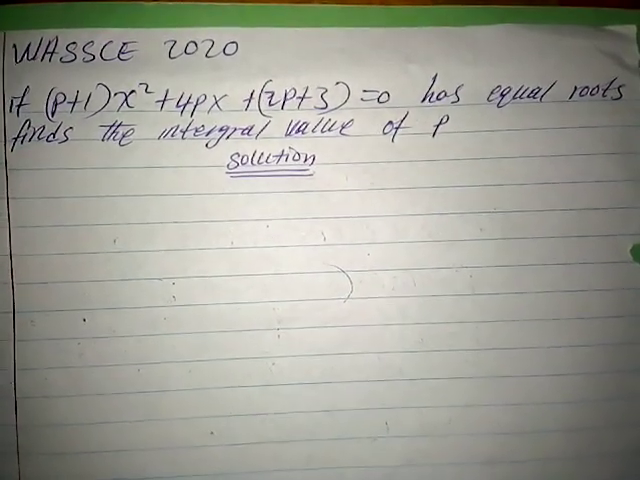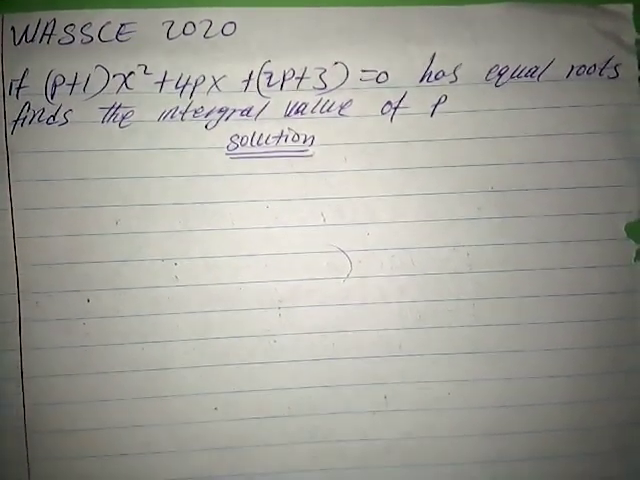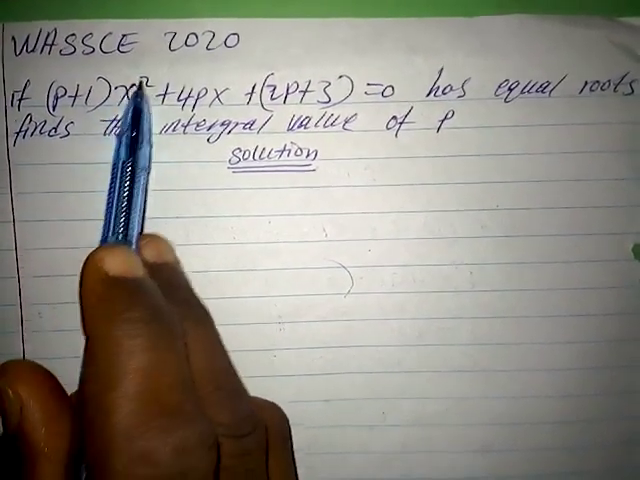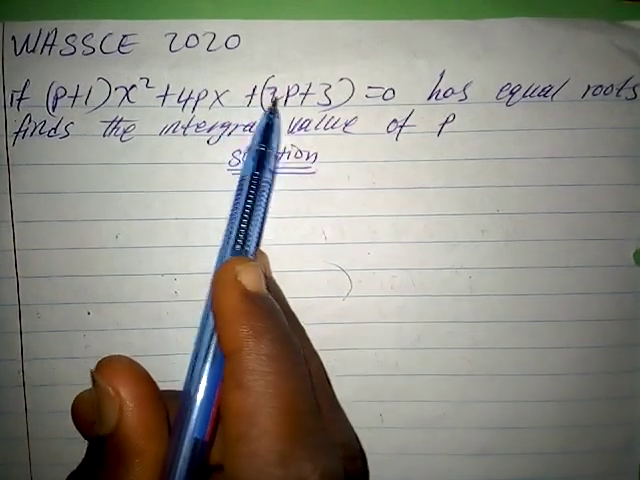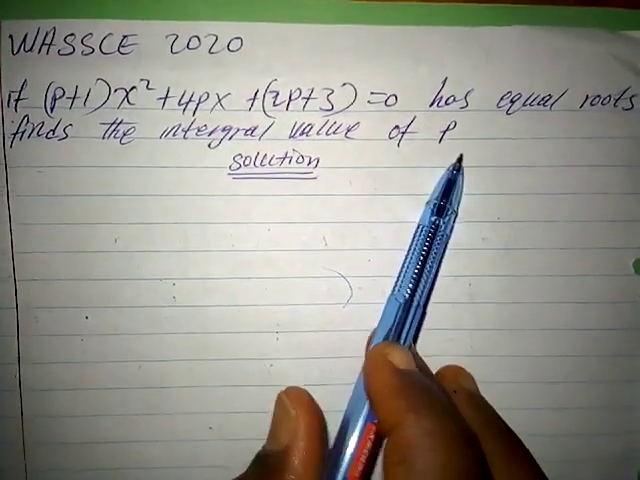Let's solve this WASSCE past question, which was 2020. If (p + 1)x² + 4px + (2p + 3) = 0 has equal roots, find the integral value of p.